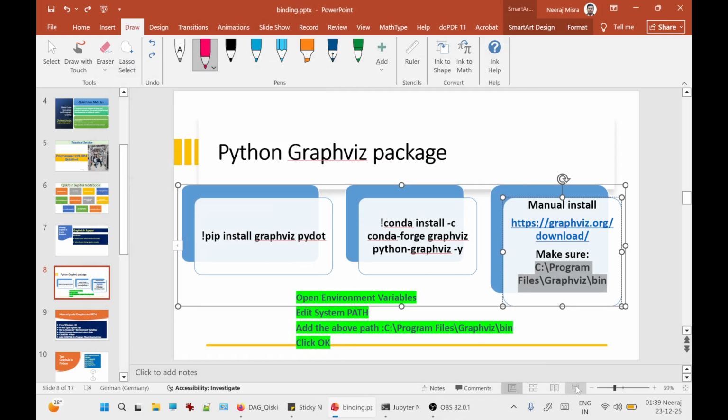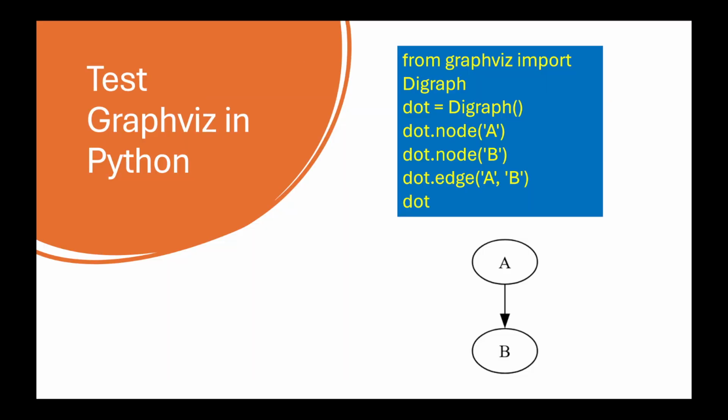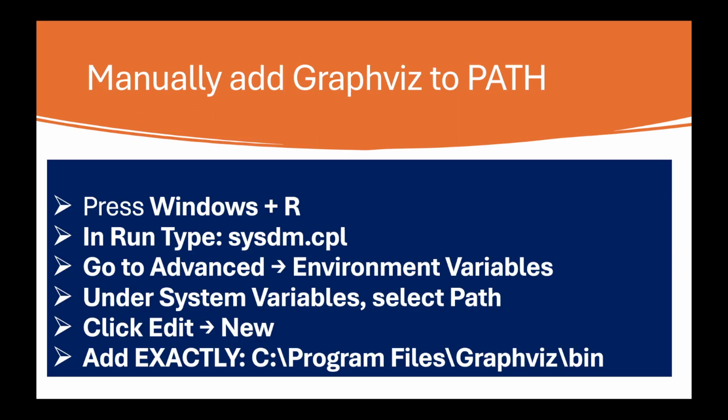We can install the Python Graphviz package in a Jupyter notebook. Do not forget to relaunch the kernel. Okay, if you install the package, you must make sure that you restart your kernel to execute the code. So this is the installation process.